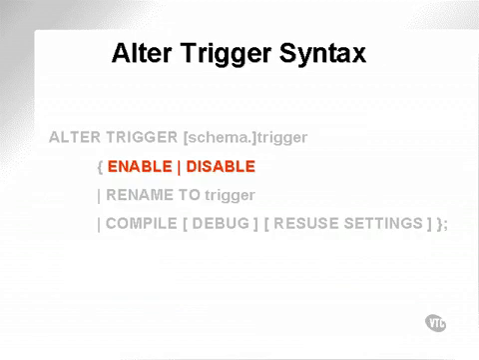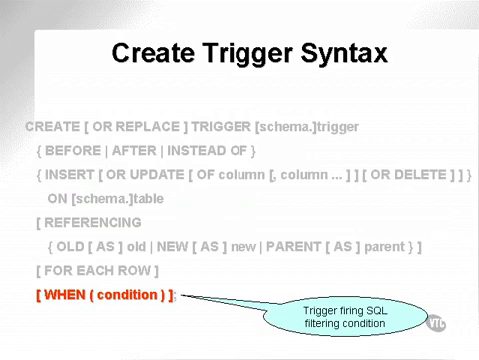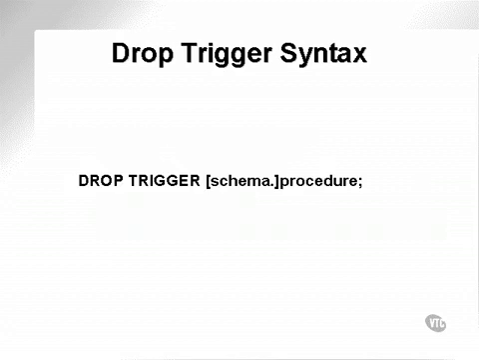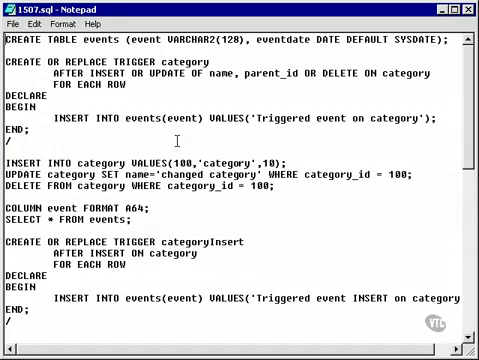Alter trigger syntax. A trigger can be enabled or disabled. It can actually be renamed, and it can be compiled. Enabling and disabling are interesting. You can create, compile, and store a trigger in the database, and you can either permanently or temporarily disable it. Obviously, if you want to enable it again, you'd execute alter trigger enable. And we've already seen compile. The drop trigger command is very simple. You simply type drop trigger name.